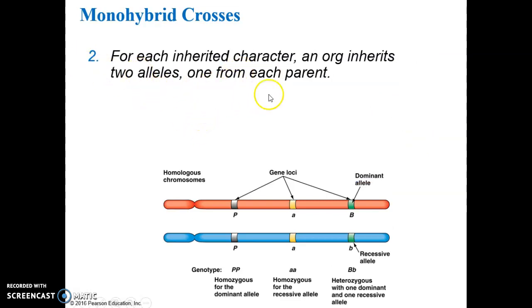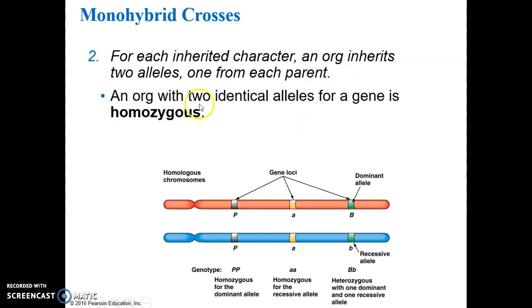And for each inherited character, like flower color, an organism inherits two alleles, one from each parent. So if you go back and look at that figure where it has the F1 generation and the individuals are all the same color, purple flowers, that individual inherited one allele from one parent and one allele from the other parent. So the alleles are inherited in pairs, and the pairs come from the parents.